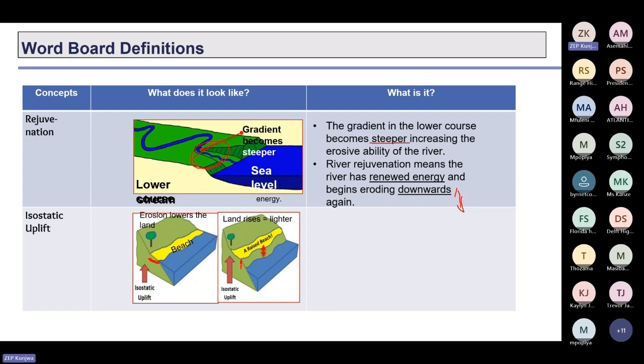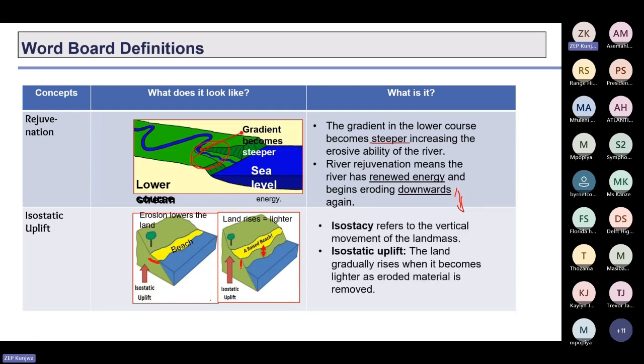Now, that is happening because of the underneath processes which you learned about in grade 10. Remember, in grade 10, you learned about faulting, folding, and tectonic movements. When those things happen, they change the landform or the landscape. So it raises up the area to be a bit steeper, even though you are in the lower course, but the landform is steeper.